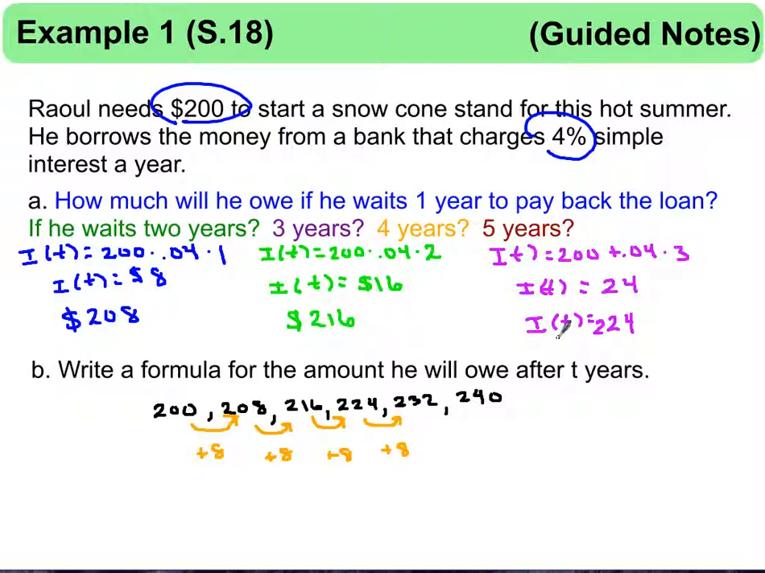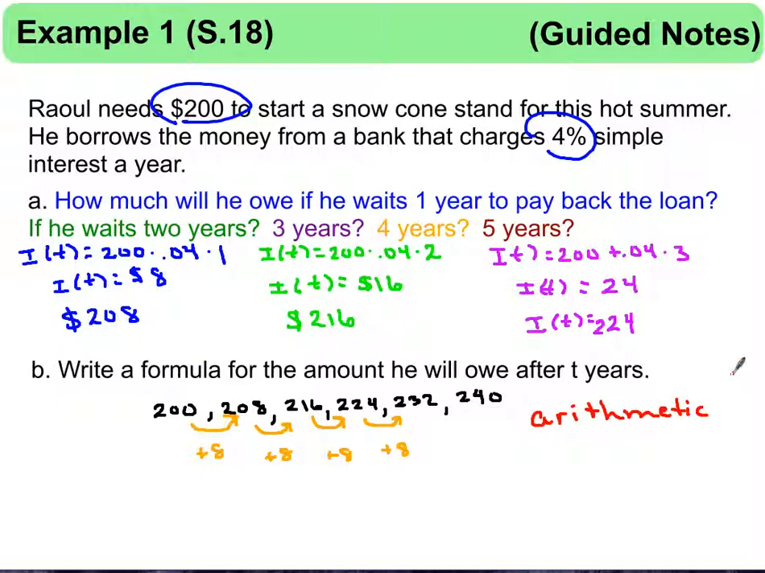In part B, they say to write a formula for the amount that he owes after t years, to write a generic formula. So one thing that's interesting to note is if I'm adding 8 every single time, this is known as an arithmetic sequence. That comes from what we talked about in lessons 1 and 2, and if you need to review that, I would encourage you to go back to lessons 1 and 2 in this particular module, Module 3, and look at what it means to be arithmetic versus geometric.